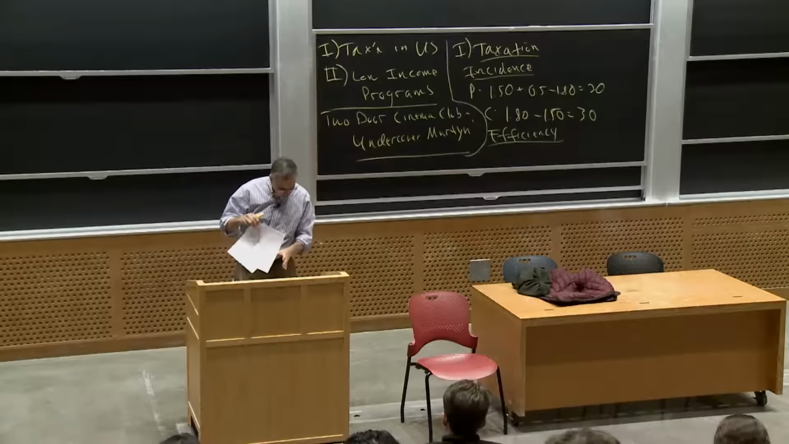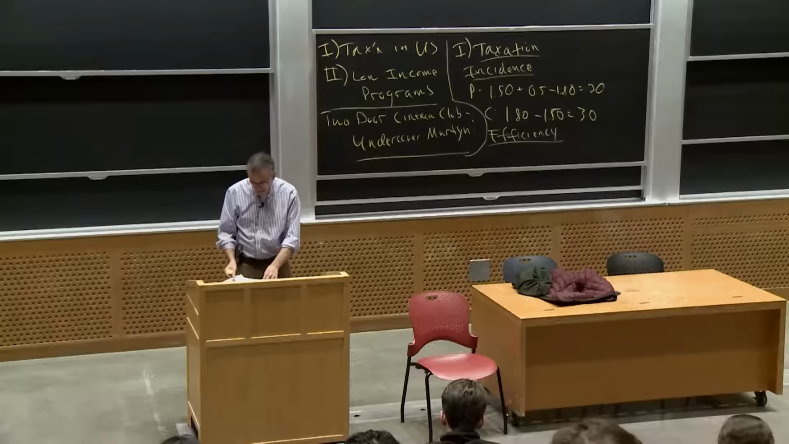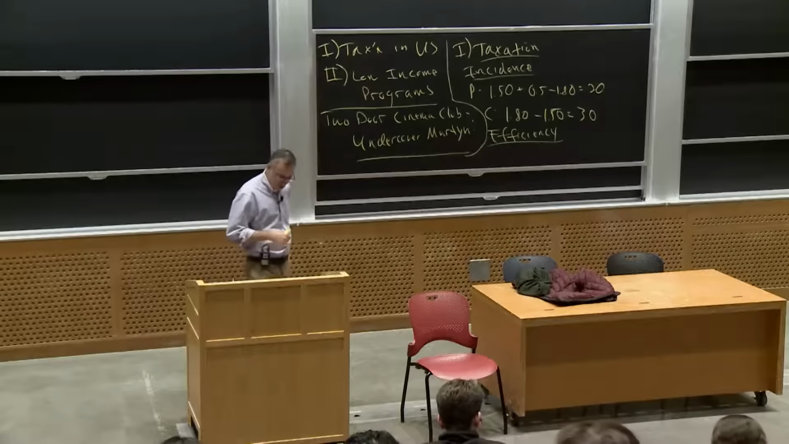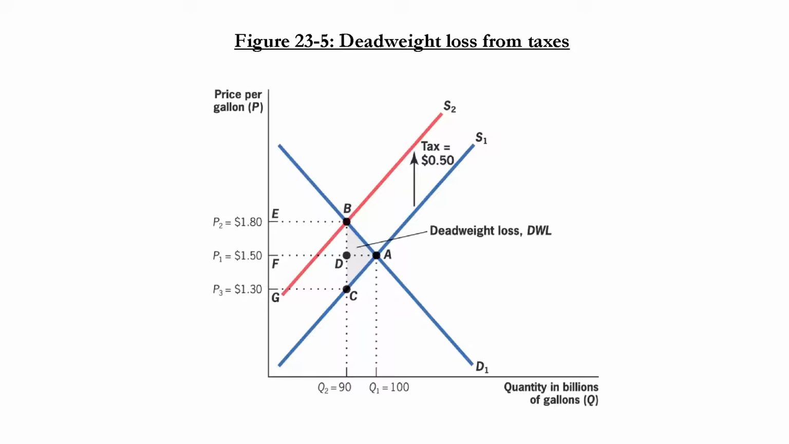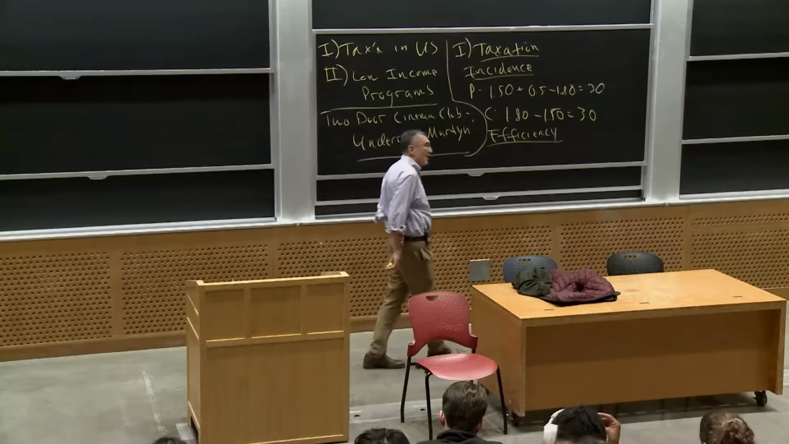Now, let's look at a tax. Now let's go back to our original tax. Figure 23.5 goes back to our original tax on producers of 50 cents a gallon. Same thing, initially in equilibrium at P1, Q1. Now you get a new equilibrium at P2, Q2: $1.80, 90 billion gallons. What about efficiency?